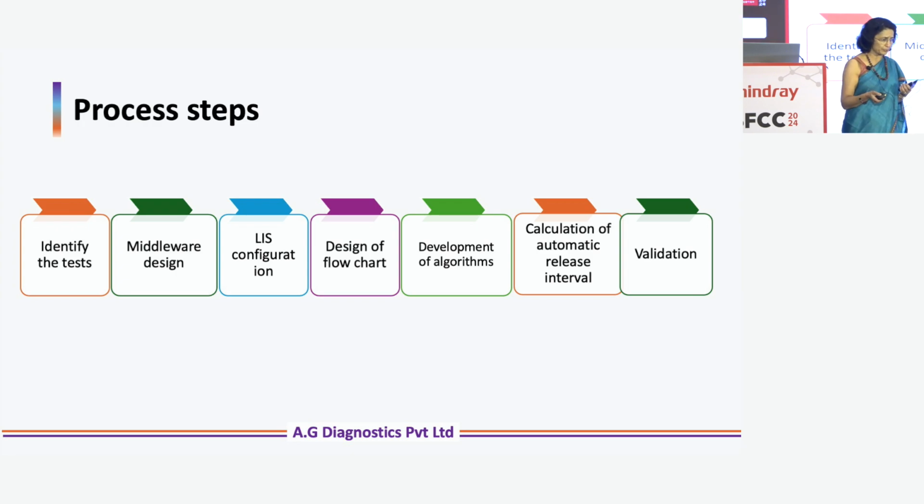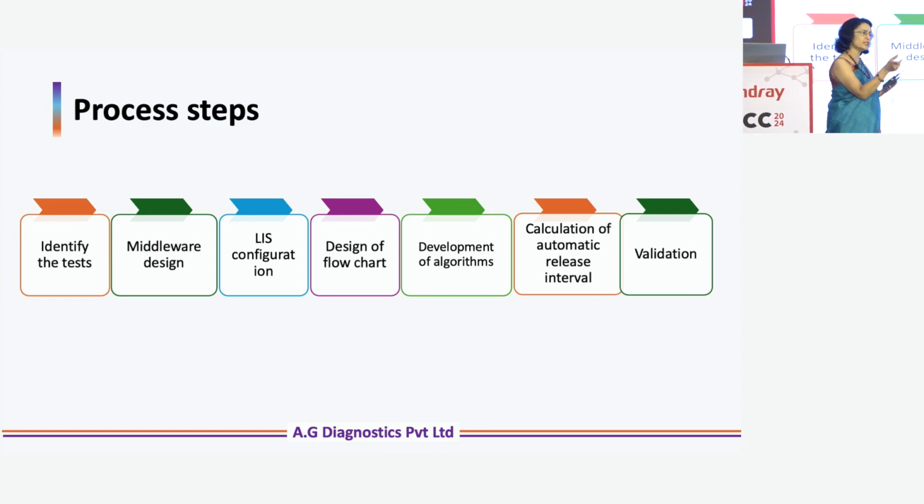Once you decide that an auto verification module has to be set up in your lab, what would be the process steps? First, you identify the tests. Which tests do you have the maximum load? Where do you have the maximum confidence in the performance? Accordingly, you can decide which tests you want to auto verify, because you can't start off with the entire number of tests that you are doing. Then the middleware design.